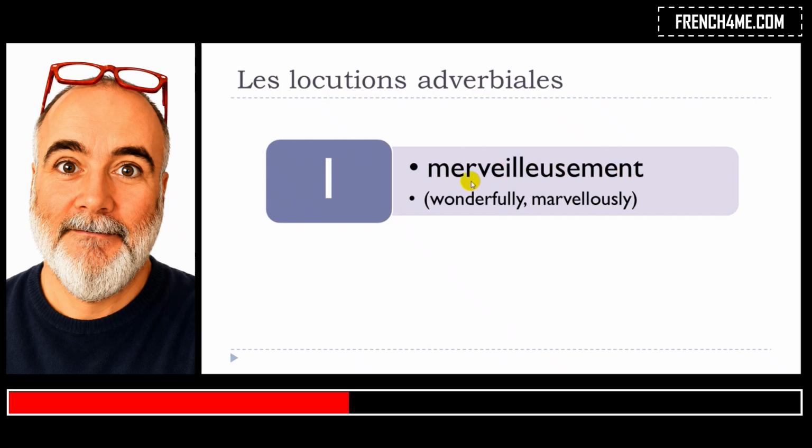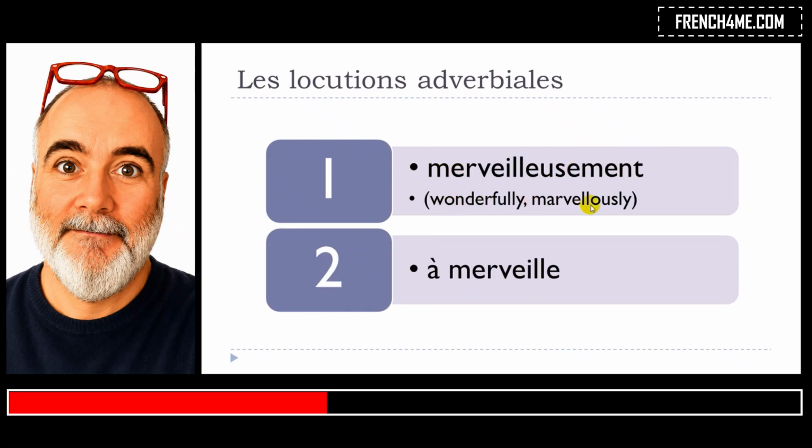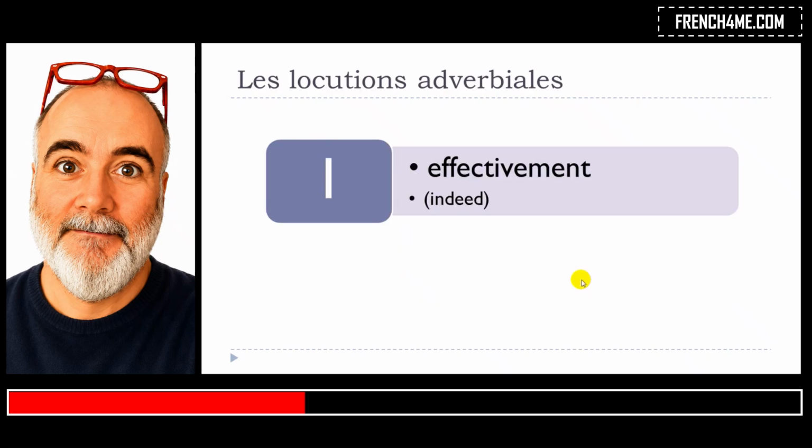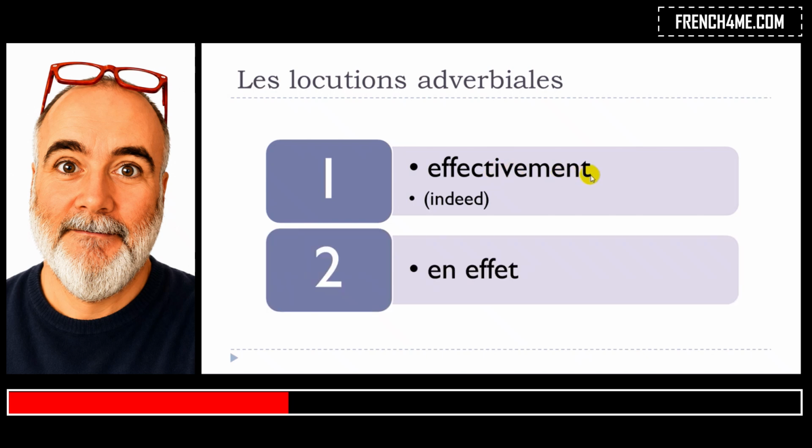Merveilleusement, it's a long one. Merveilleusement. Okay, you get a translation here. Or then you could use à merveille. All right, so whether merveilleusement or à merveille. Effectivement, or then en effet. Okay, so effectivement, en effet.